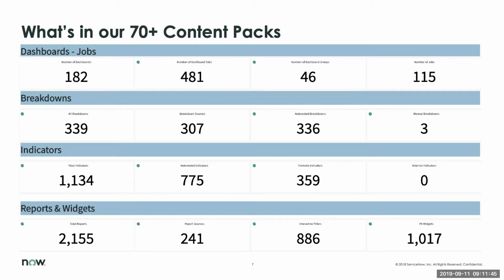We've got over 70 content packs that are available as a mix of plugins and add-ons. You can see here that these numbers are around the New York timeframe. I wouldn't commit to these being precise, because I think some of these might have grown since New York went GA, but these are close. So you can see that we've got over 180 dashboards and over 2,000 reports, as I mentioned before.